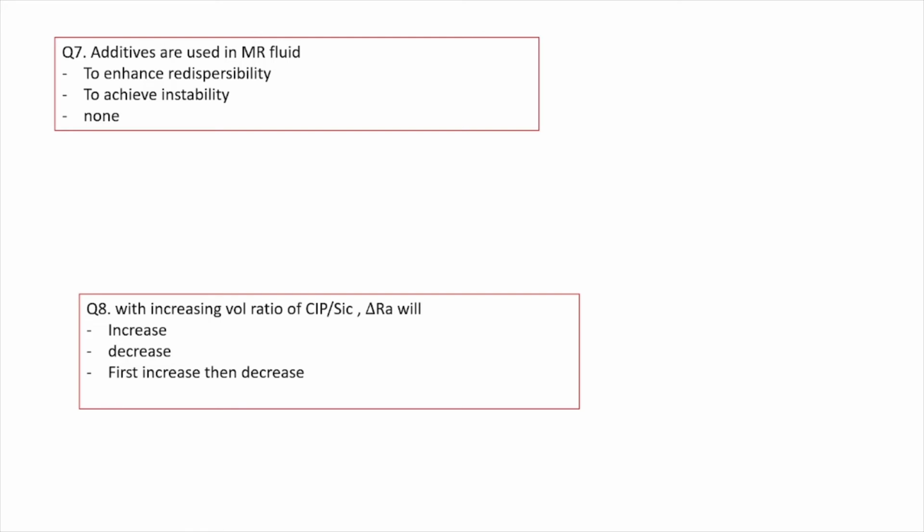So as we have seen, additives are used in MR fluid because they enhance the redispersibility and also achieve stability. So the options are: to enhance redispersibility, to achieve instability, and none. The right option will be to enhance redispersibility. Okay, and moving to the next question.